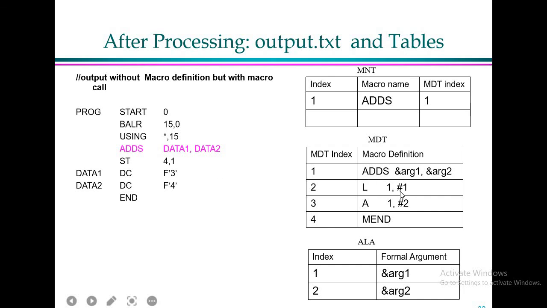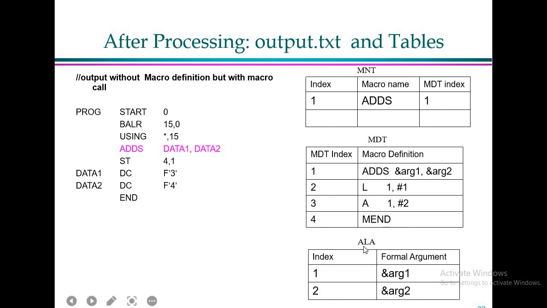Before getting the actual value, you can write #1, #2 for the given formal values, and then the end is there. So what is adds? Adds is nothing but the name of the macro. And what is the index of this adds? This is 1. So the MDT index for this MNT table is 1, that you have to write down.